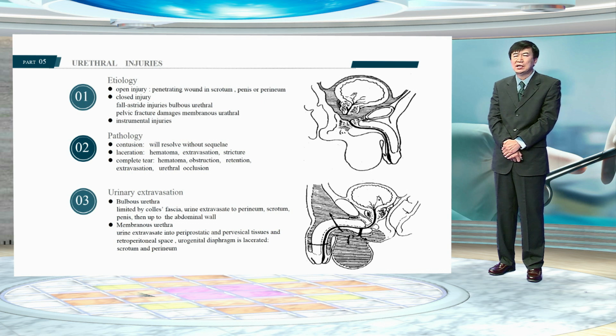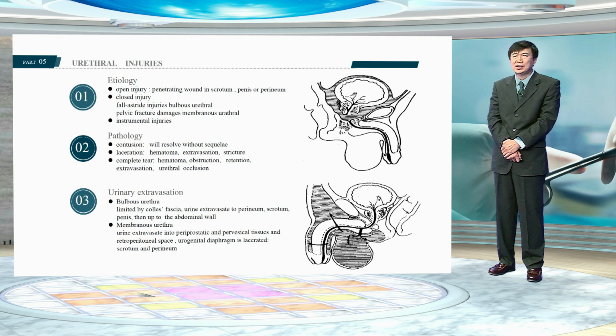Urethral injury can be classified into contusion, laceration, and disruption. Contusion will resolve without sequelae. Laceration can result in hematoma, extravasation, and stricture. Disruption can cause hematoma, obstruction, urinary retention, extravasation, and urethral occlusion.